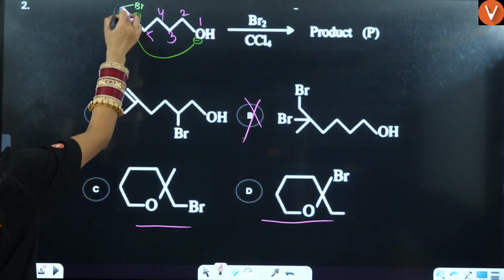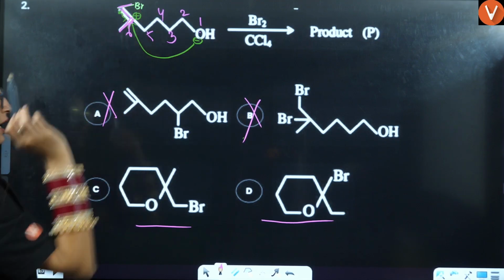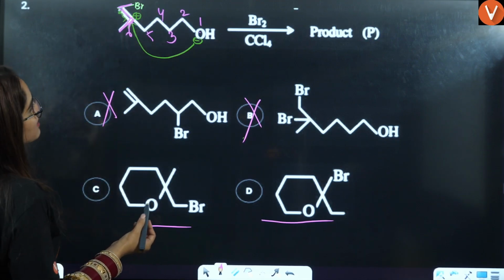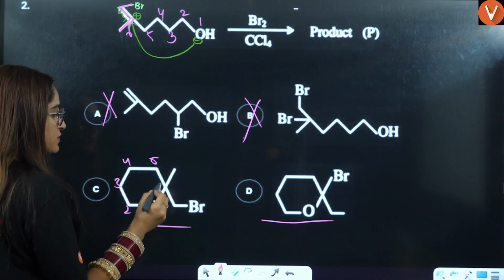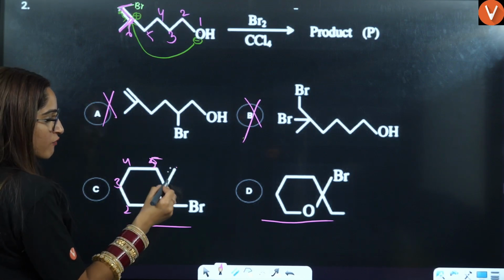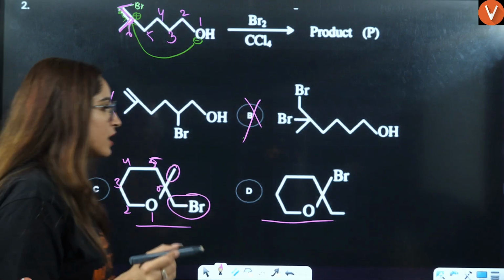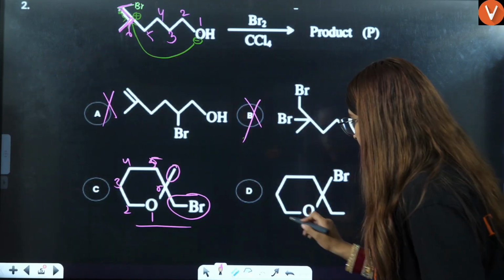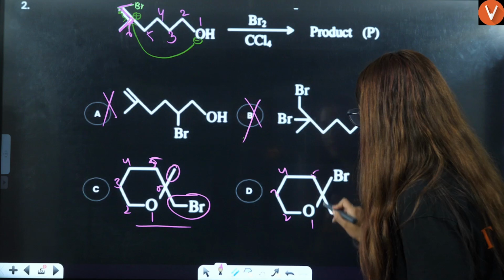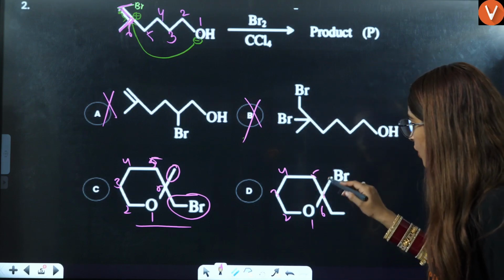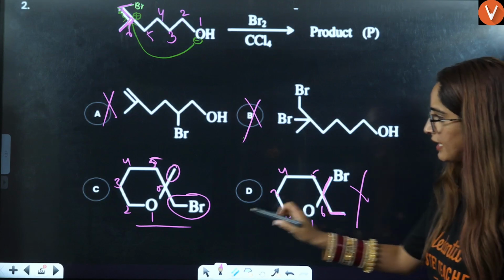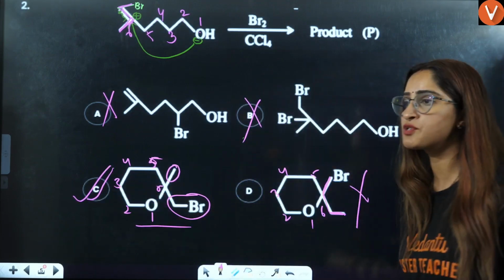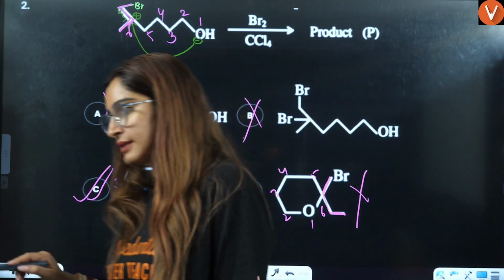And I have one CH2Br. Okay, so if I start from here, this is 1, 2, 3, 4, 5, 6. On the sixth position, you have one methyl and one CH2Br. If you talk about here, it is 1, 2, 3, 4, 5, 6. On the sixth position, you have one Br and one CH2CH3. So this is not the correct answer. This will become the correct answer.